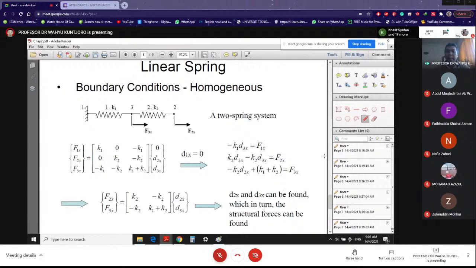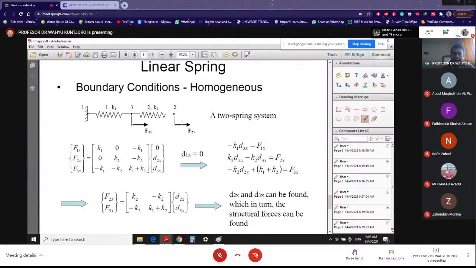In this equation, if we observe f1x, I do not know because it is a support. f2x and f3x, these are given. Look at this arrow here, meaning we can provide a value over there, it is given.